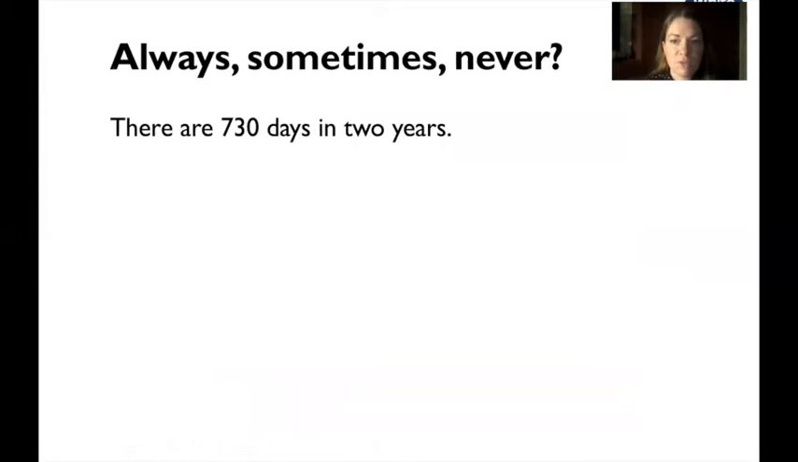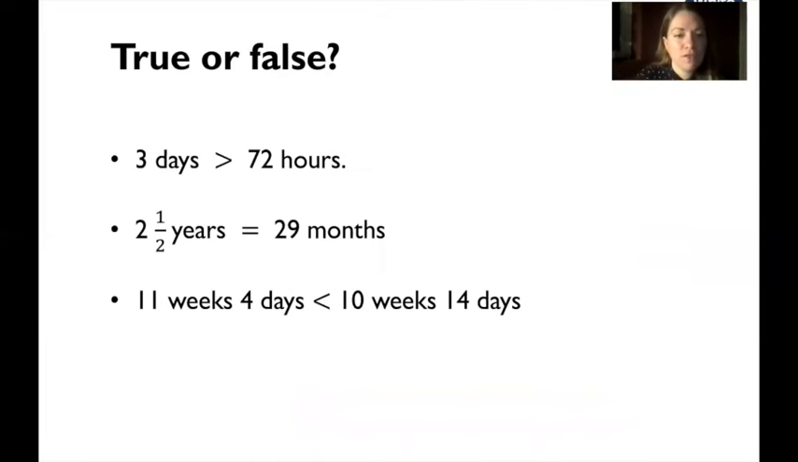Always, sometimes, or never. There are 730 days in 2 years. So you're going to need to think about how many days are in 1 year, how many days are in 2 years, and think, are there always the same number of days in a year? Okay. True or false? 3 days. You're going to think about what that inequality symbol says. I'm not telling you. 3 days, 72 hours.